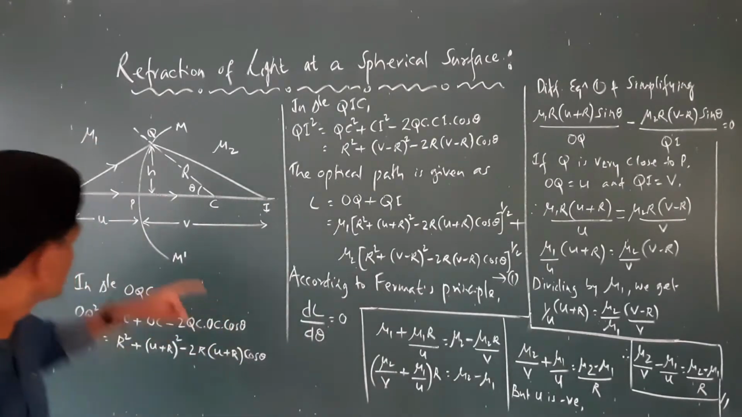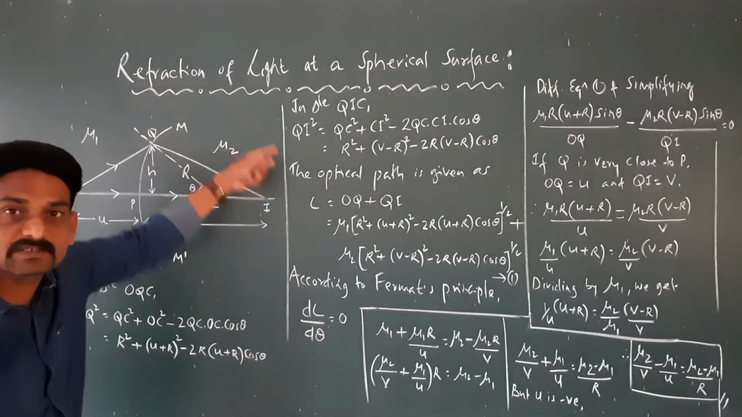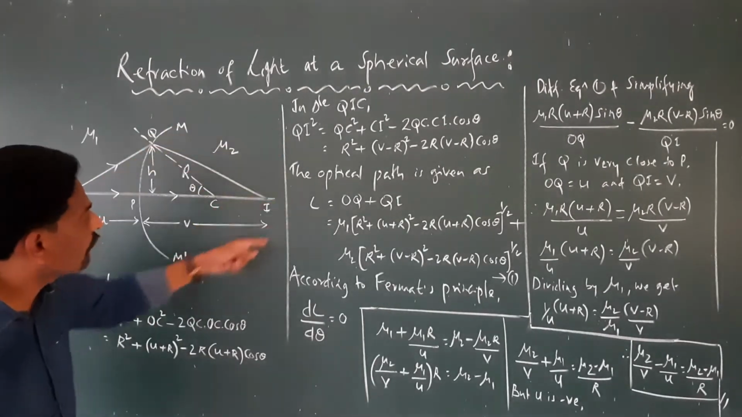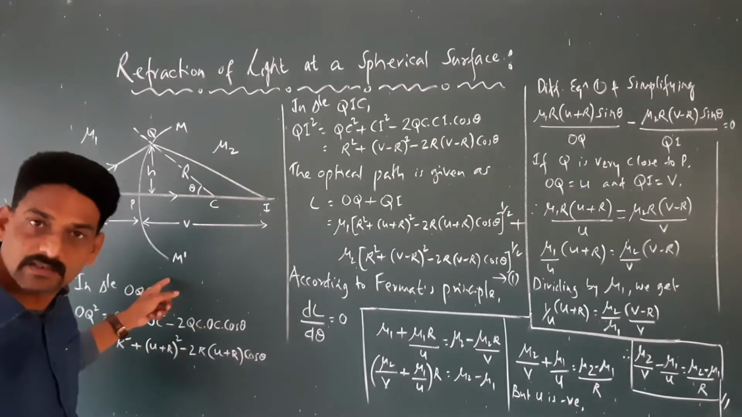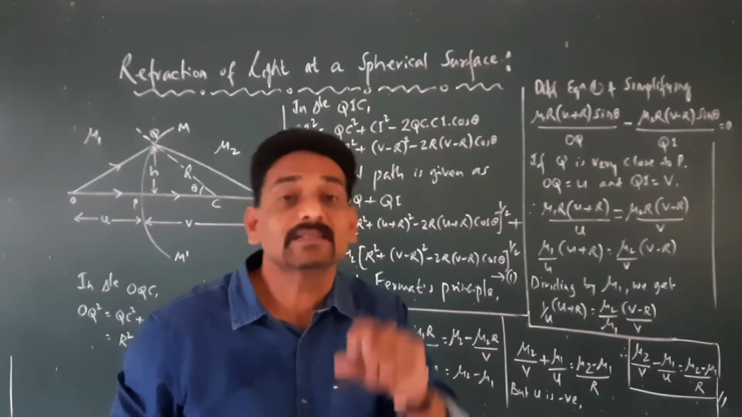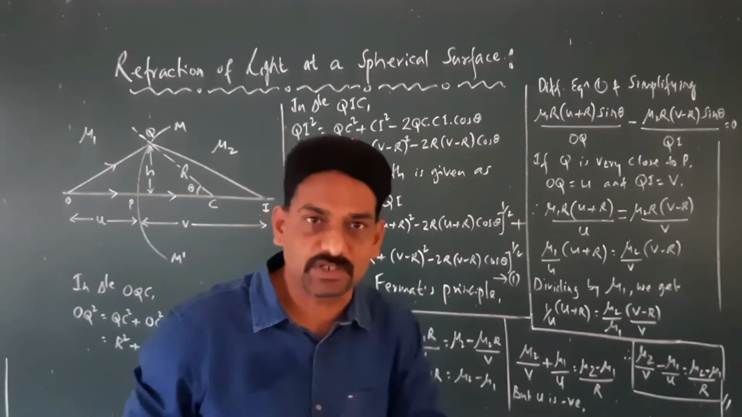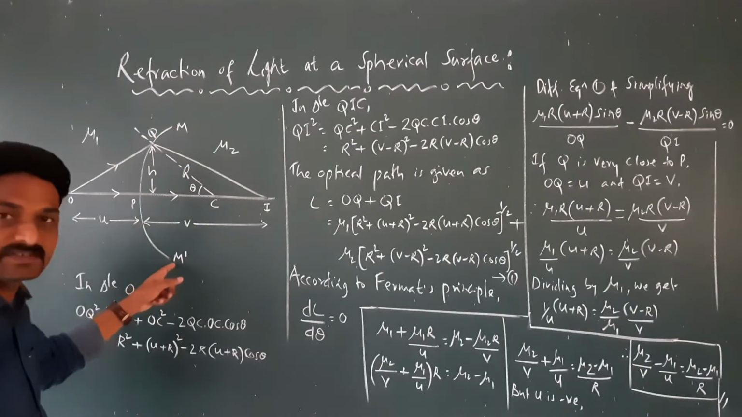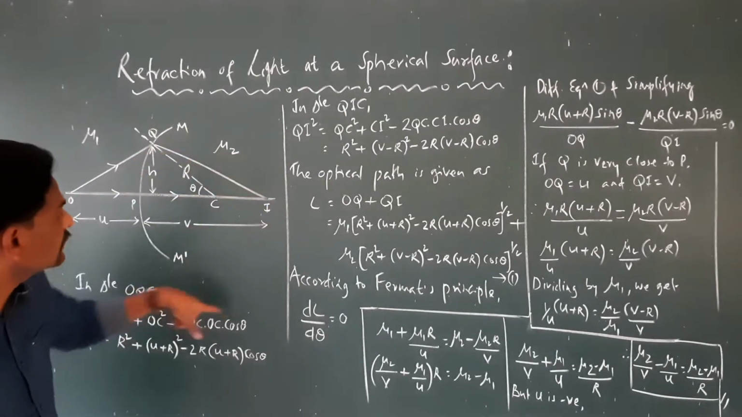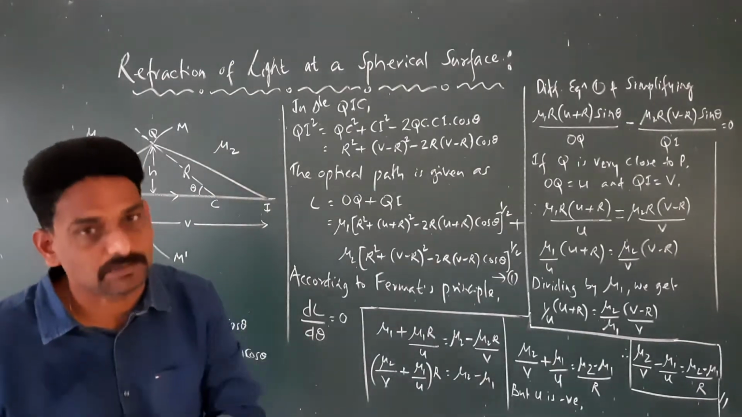Here I say this is the spherical surface. If you expand this spherical surface, we get one complete sphere, right? That sphere has a center. That center we call the center of curvature. So this is the spherical surface; expand this and it forms a sphere. That sphere has a center called C, which we call the center of curvature.